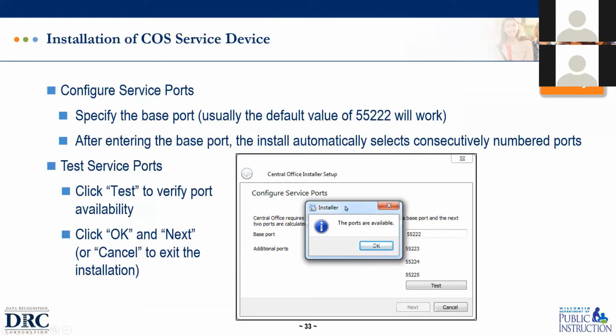If for whatever reason those ports are not available on your device, put in a new base port. It will automatically increment to the next 3 ports. Do a test. As soon as you've got the 4 ports that are available in your environment, click OK and click on Next.